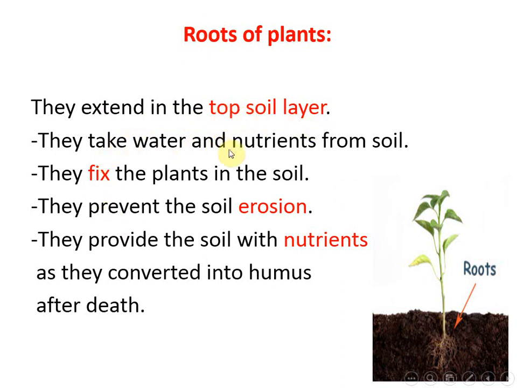Roots of plants extend in the topsoil layer. They take water and nutrients from the soil. They fix the plant in the soil. They prevent soil erosion. They provide the soil with nutrients as they convert into humus after death.